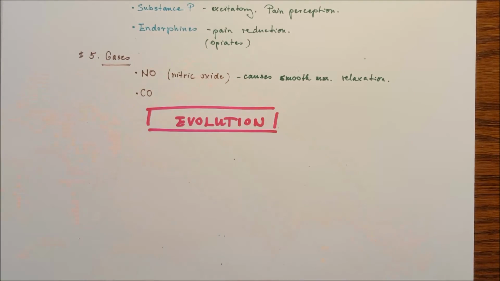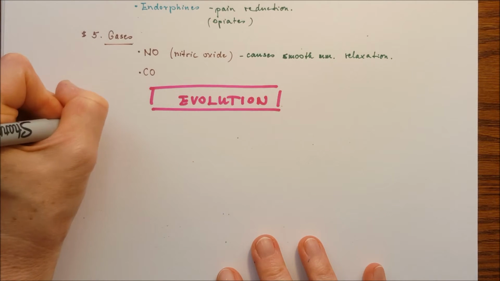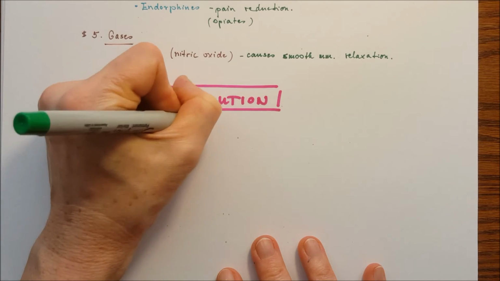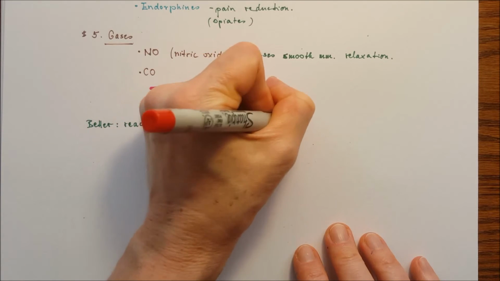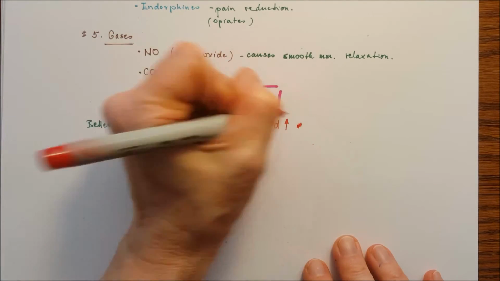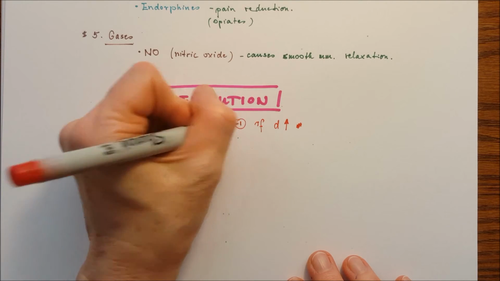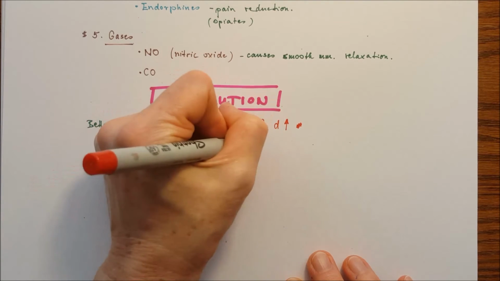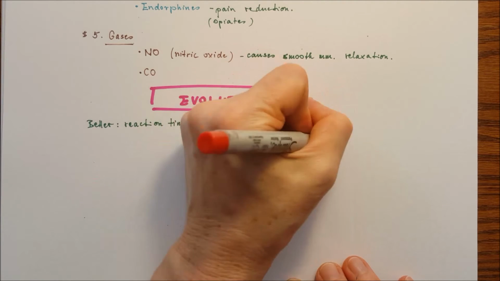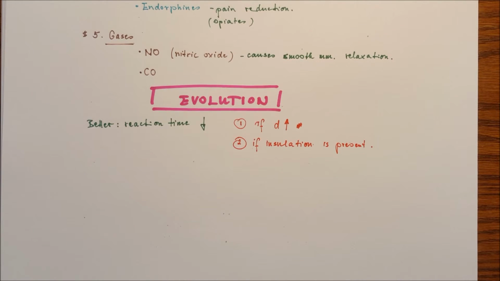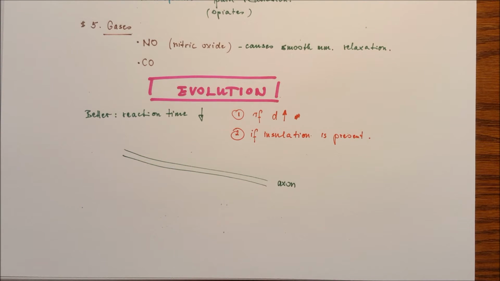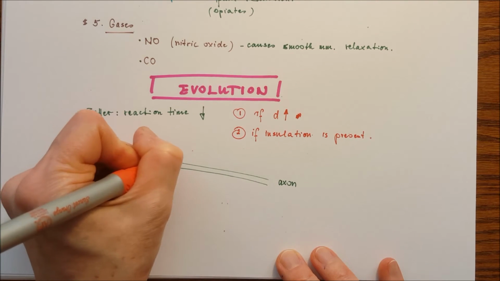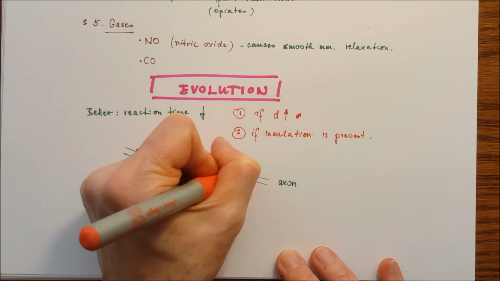Evolution of the nervous system. Natural selection acts on organisms. A faster reaction of an organism to a specific stimulus might save its life. So the reaction time has to decrease. It happens if the diameter of the axon increases. Also, if insulation appears on the axon, it proved to be a really good idea for decreasing the reaction time.